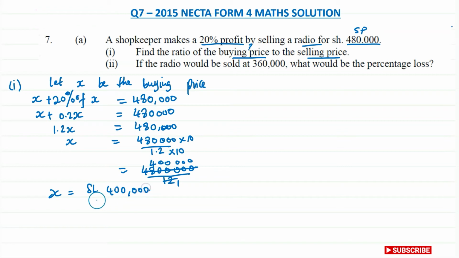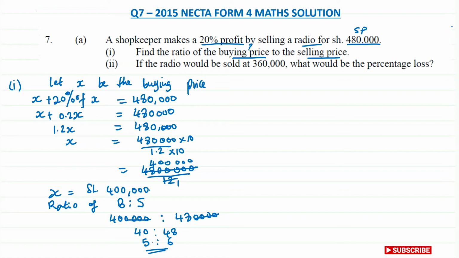Okay, so if we want the ratio of buying price to selling price, buying is 400,000 to selling is 480,000. I've got 4 zeros I can cancel here. This will give me 40 to 48, which is going to give me 5 to 6, since they are both divisible by 8. So this is your answer for I. Okay, now let's do II.